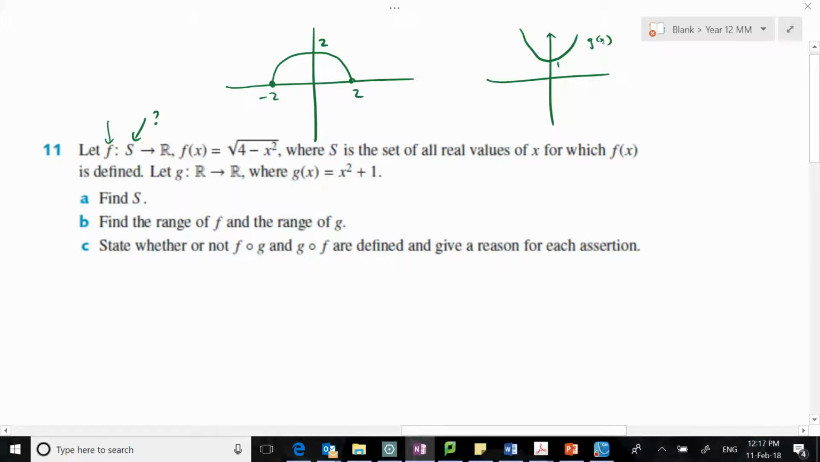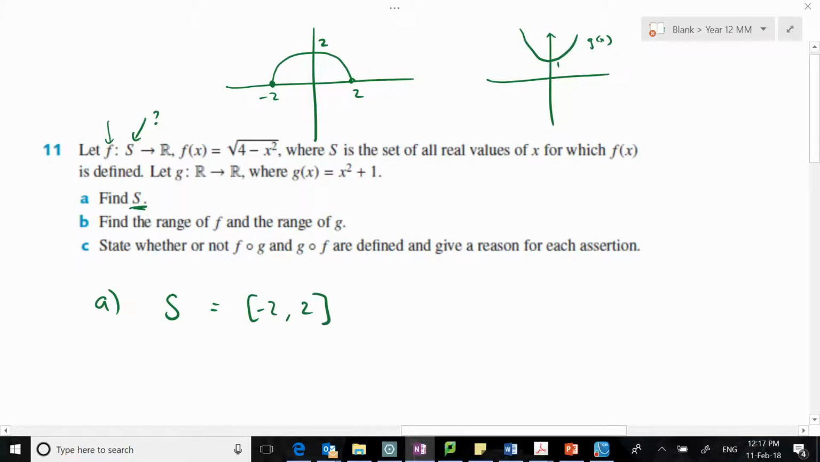Find s. Well, see, this is what I mean. Once you understand graphs, it's all in chapter 11. When you answer the question, the more you can picture what it is, the easier it is. The first one is find the domain, find s. And because I've drawn the picture, it's really easy. S obviously has to be equal to -2 to 2, because it's a semicircle.